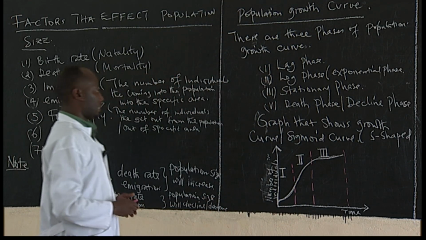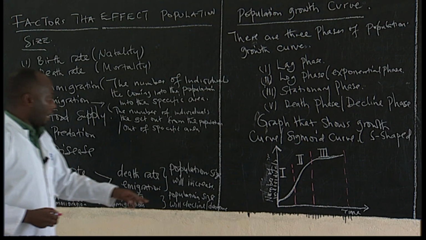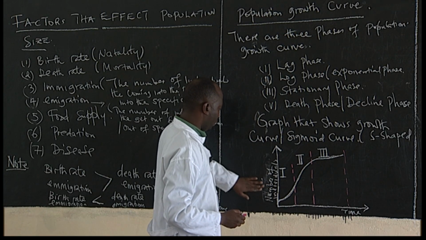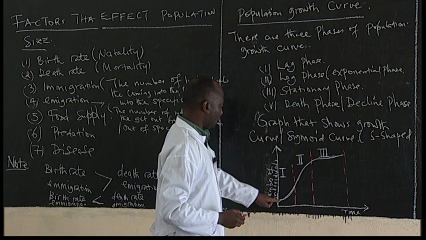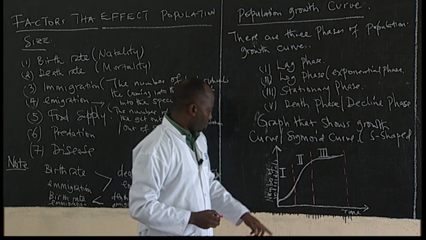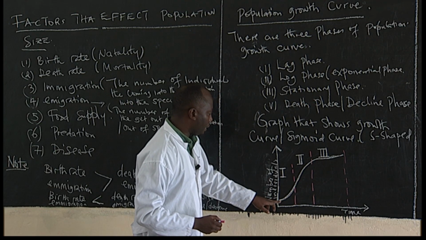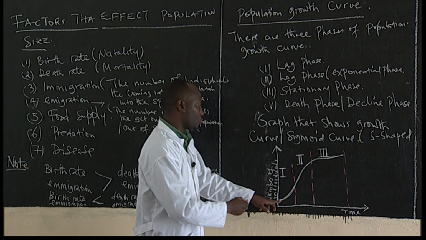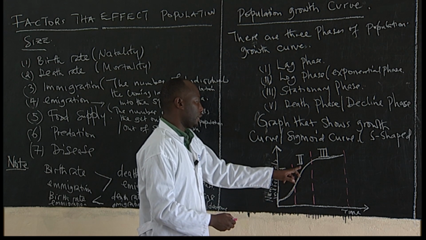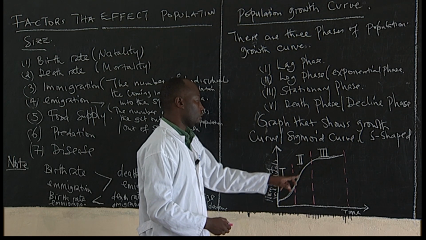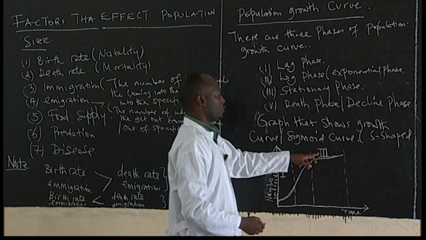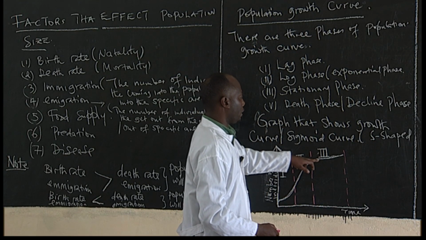So let us discuss what happened to each phase. At the beginning, you can see the number of individuals. The number of individuals at the beginning are not multiplying very rapidly. The size of the population is growing very slowly. And when we reach phase 2, you can see there is a continuous increase in population. In phase 3, the population is no longer increasing. The population is now stationary.